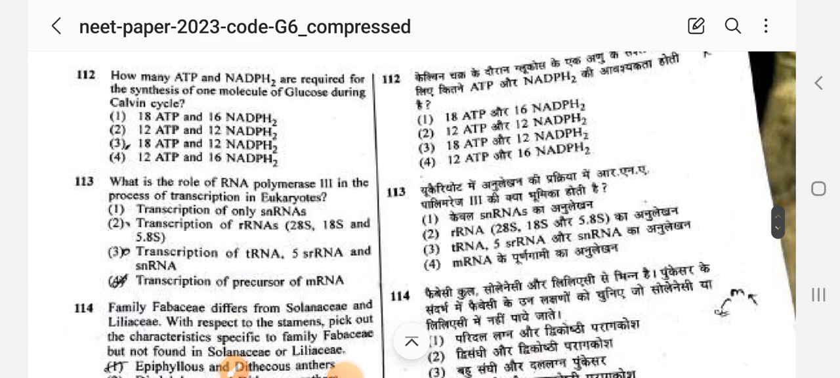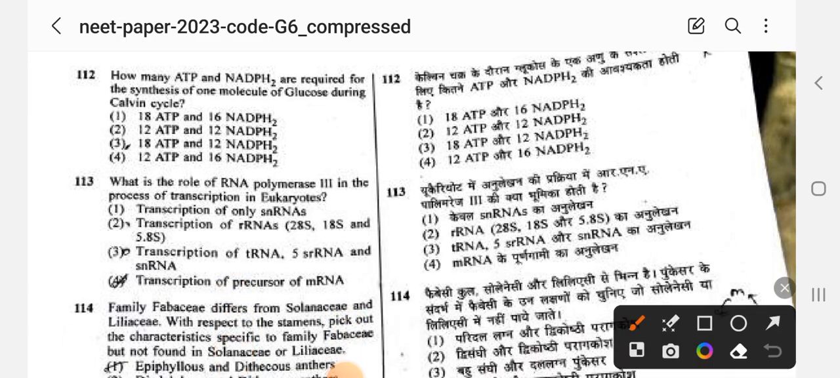So next is how many ATP and NADPH2 are required for the synthesis of one molecule of glucose during Calvin cycle? So it is a very easy question. 18 ATP, C is the answer. 18 ATP and 12 NADPH2.